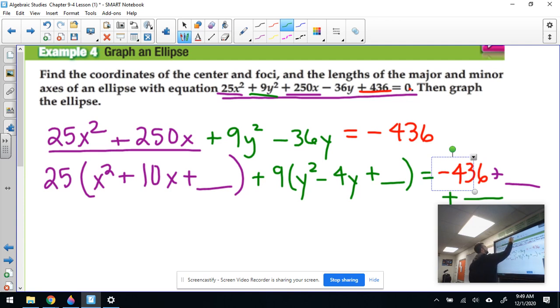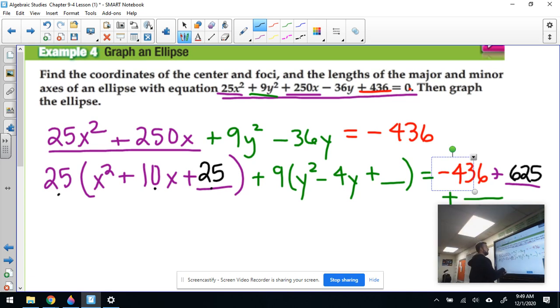So to do that, we're going to fill in the blanks, right? So we take 10 right there, and we say, well, what's half of 10? That's 5, and 5 times 5 is 25, right? And so I added 25 to the left hand, but really I added 25 times 25. And so that's 625. That's what's going over here in this blank, okay?